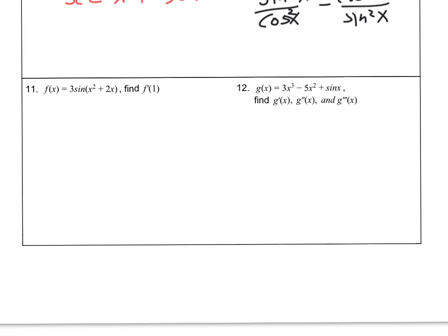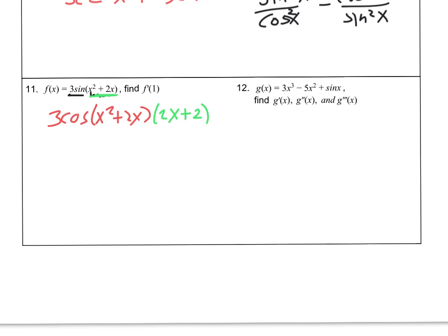For number 11, we're doing 3 sine of x squared plus 2x. Alright, I know that this is 3 sine of stuff, so I'm going to do that derivative first. So that's going to be 3 cosine of stuff. And now I need to do this multiplied by the derivative of that stuff, which is going to be 2x plus 2.